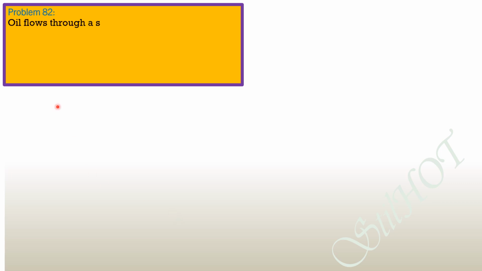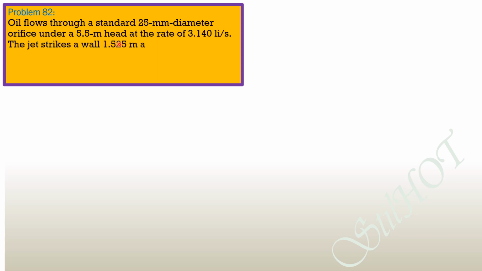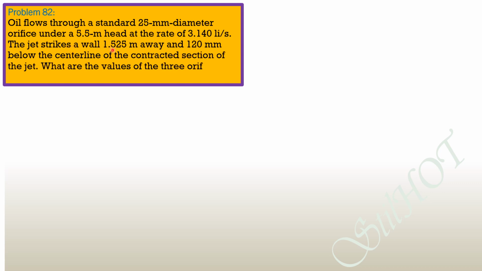Problem 82. Oil flows through a standard 25 millimeter diameter orifice under a 5.5 meter head at the rate of 3.140 liters per second. The jet strikes a wall 1.525 meters away and 120 mm below the center line of the contracted section of the jet. What are the values of the three orifice coefficients? So these are C, C sub C, and C sub V.